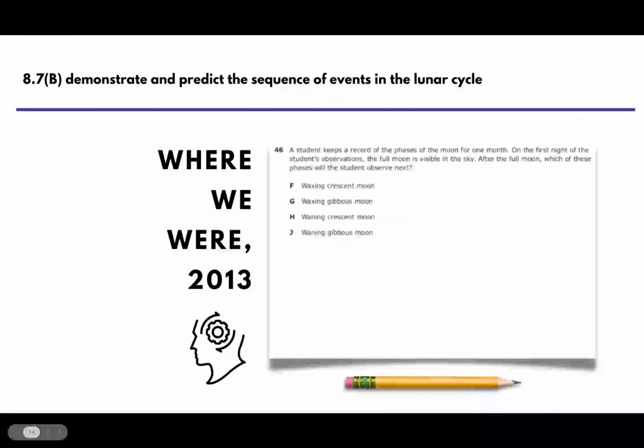All right, let's take a look at another one. So here we are all the way back in 2013 for 8.7b, where we want our students to be able to demonstrate and predict the sequence of events in the lunar cycle. This example always gets me cracked up because it takes me back to visions of me as an elementary math and science teacher trying to teach a very similar standard at the 4th grade level.